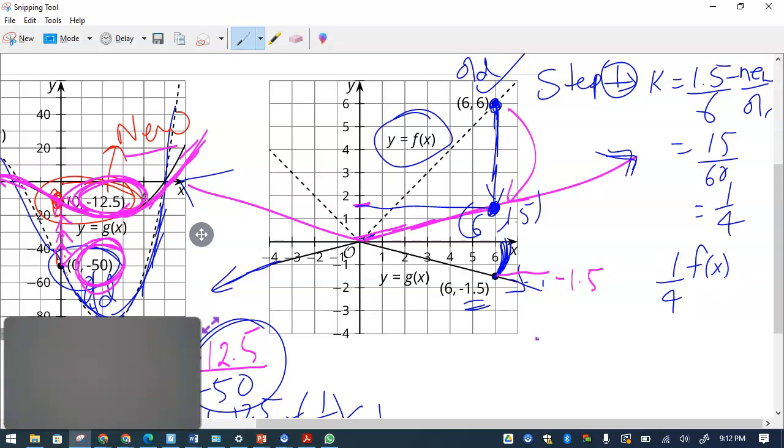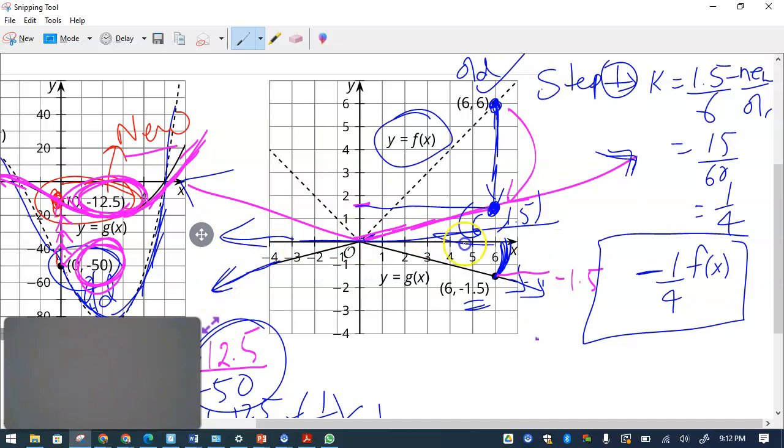Then after this part, you multiply by minus, because you want to reflect over the x-axis. That means if you have f of x and you want to reflect over the x-axis, you have to do minus f of x. The output has to change. So this is going to be your g of x. That's all you're supposed to write.